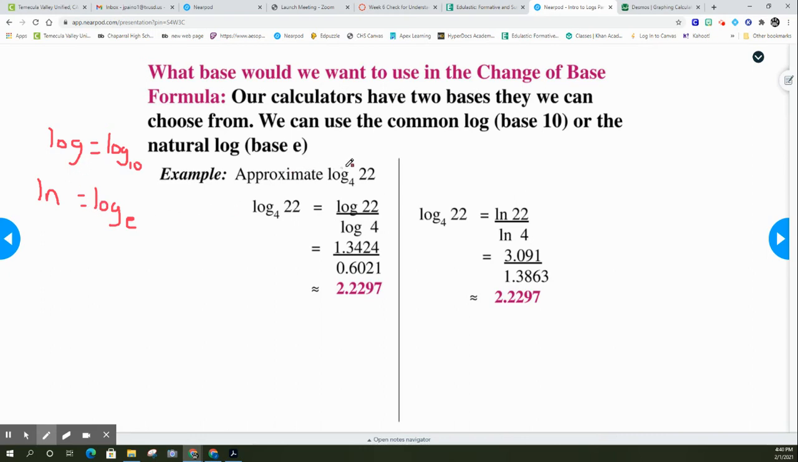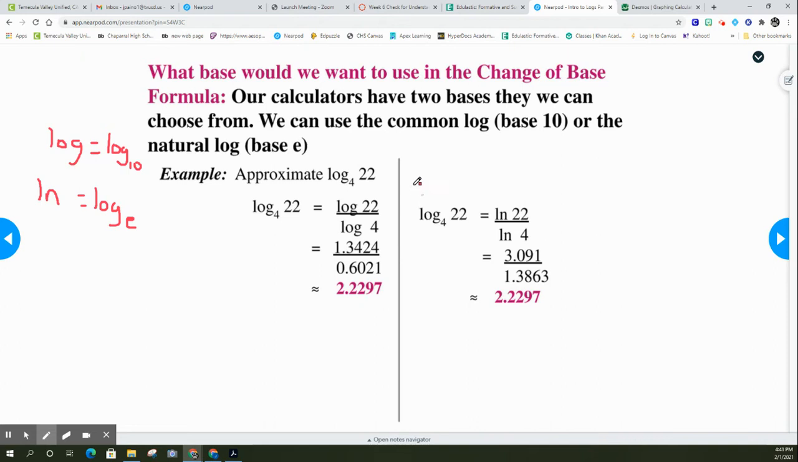So for example, log base 4 of 22. I can't make 4 and 22 the same base, so I'm just going to choose base 10. On my calculator, I'm going to go log 22 divided by log 4. Type that in your calculator. Log 22 is approximately 1.34. Log 4 is approximately 0.6021. Divide that up and you get approximately 2.297.